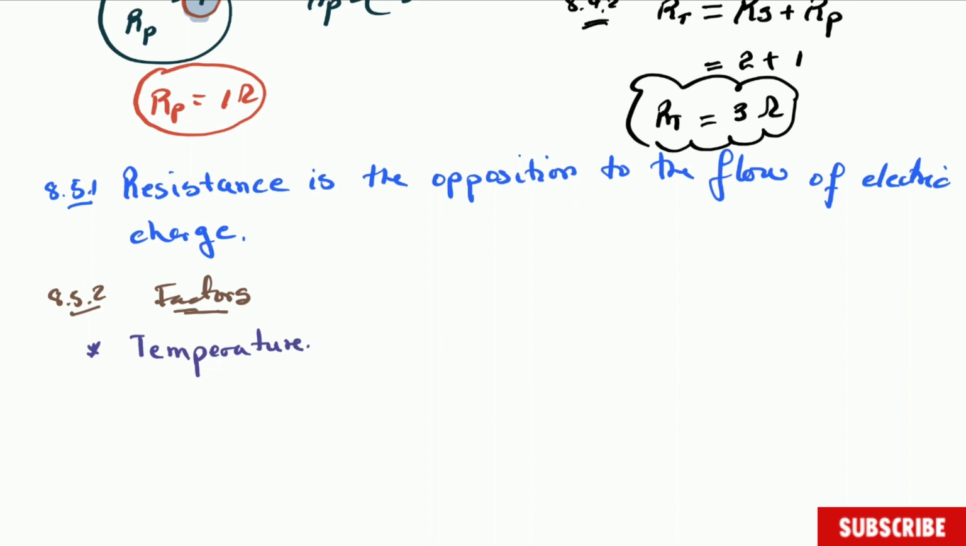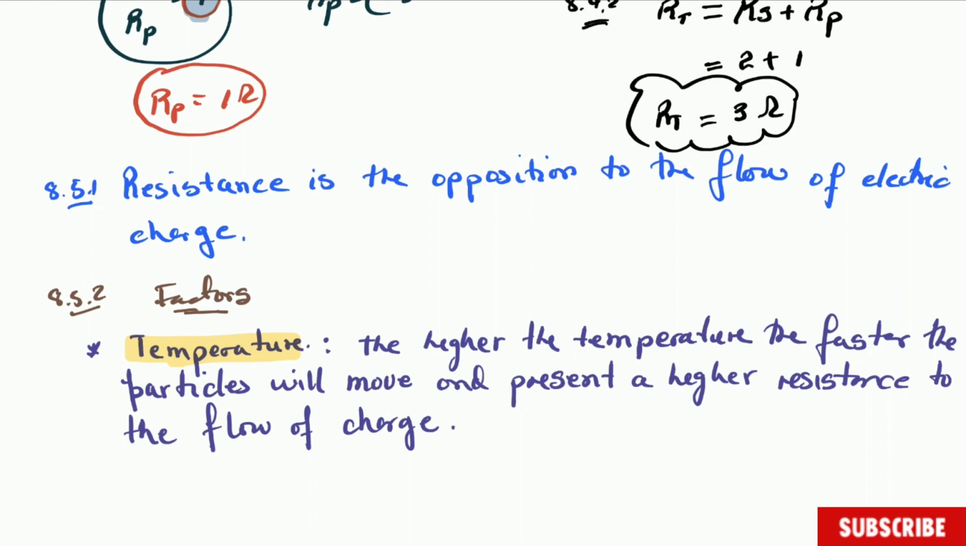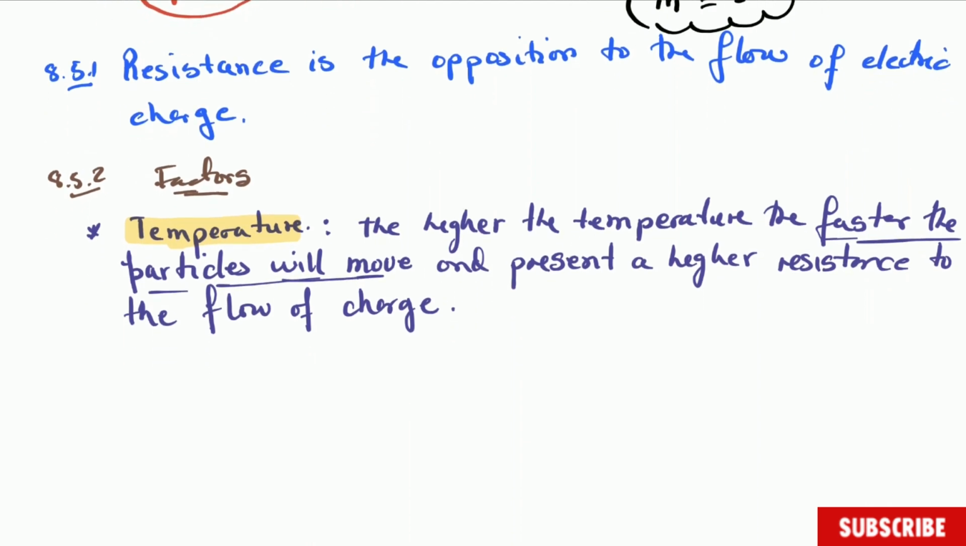Temperature is the first factor that you have to remember that can affect the resistance of the conductor. The higher the temperature, the faster the particles will move. When they say the faster the particles will move, we are referring to the particles inside the material. We are not referring to the electric charge. The particles in the material start moving up and down, and that will present a higher resistance to the flow of electric charge. There is a video on this one, guys. I will leave the link.